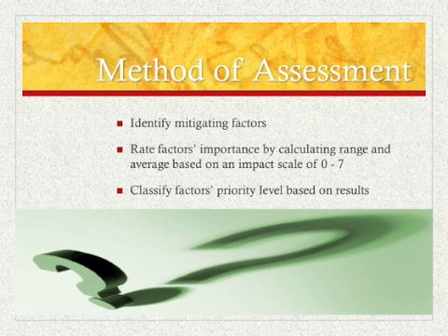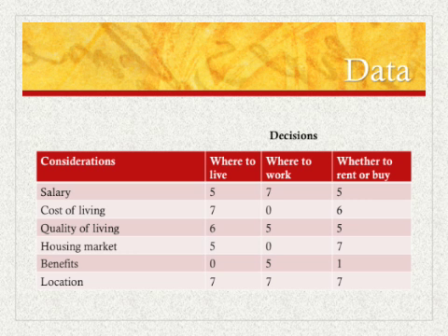Now that we know our questions and considerations, we will identify mitigating factors, rate the factor's importance by calculating range and average based on an impact scale of 0 to 7, 0 being the lowest and 7 being the highest, and then we will classify the factor's priority levels based on these results. The condition factors were considered and condensed into salary, cost of living, quality of living, housing market, benefits, and location.